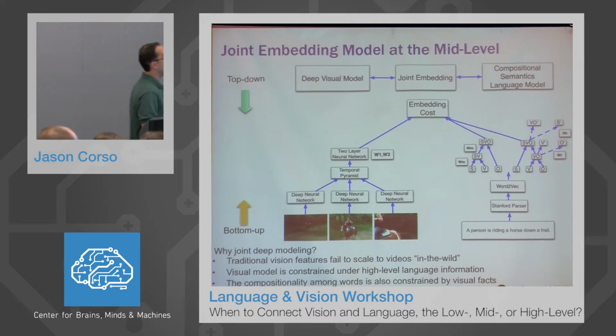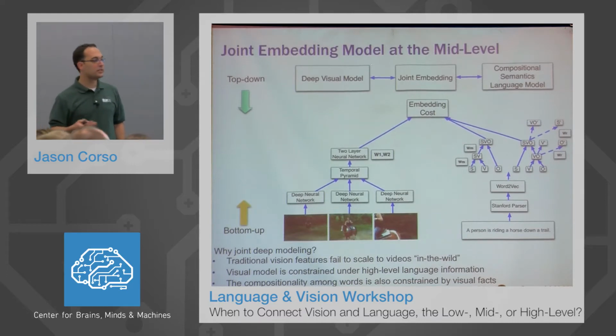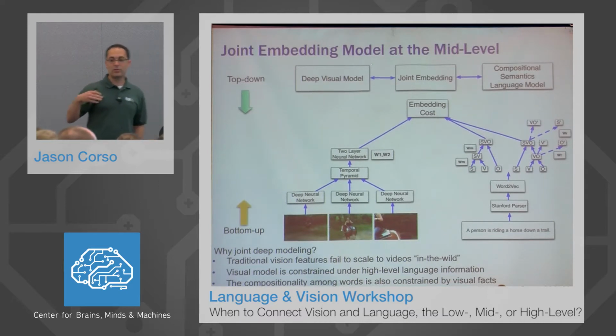Similarly, on the right side, we take a conventional language parsing system like the Stanford parser. We take our sentence, we parse it, and then we begin the embedding part. We convert that using word2vec into a vector space so that we can indeed learn some nice joint embedding over these two pieces.